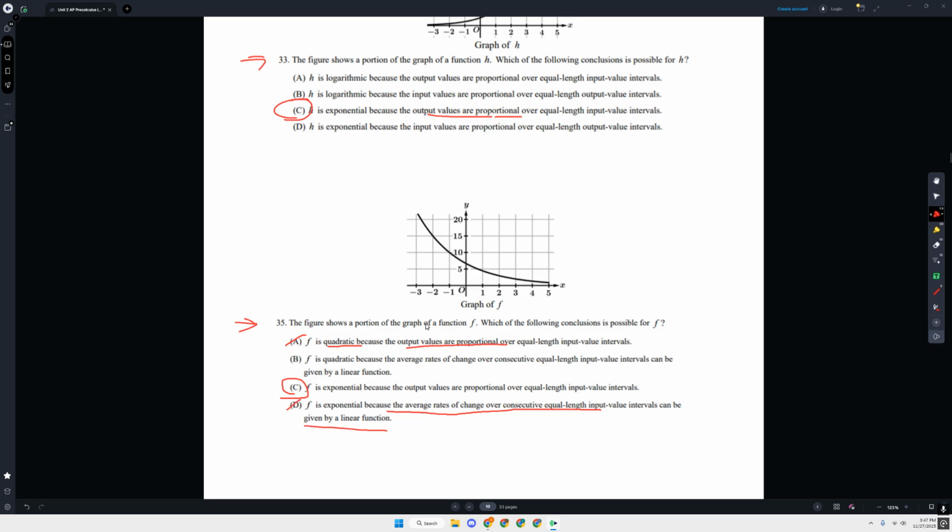And between these two, as you see from here, the values go from about 10 to about 7.5. If the input is proportional, it's log. If the output value is proportional, it's exponential. That makes sense.